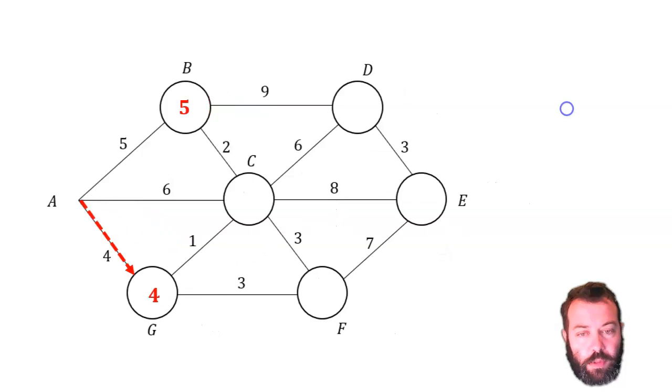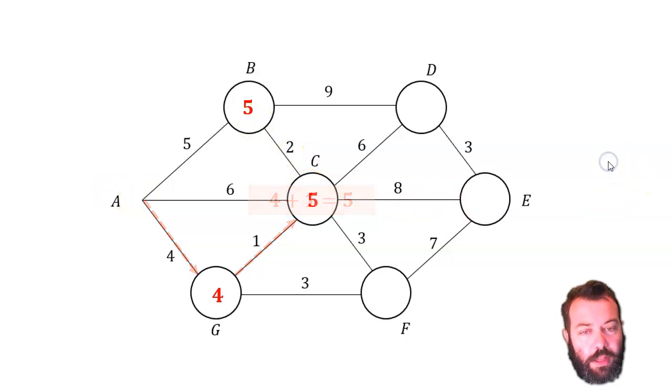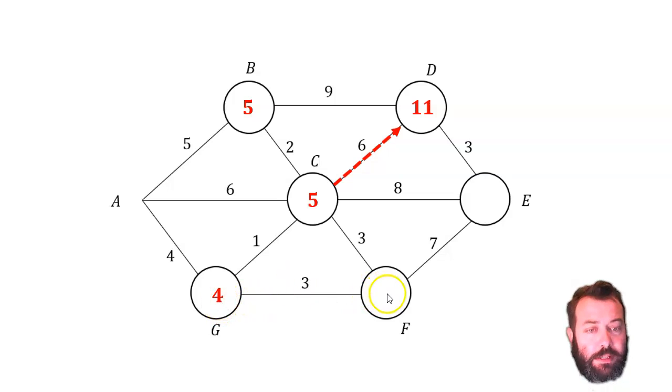Now, to get to C, I could go 4 plus 1, 5, or 5 plus 2, 7. And I think that 4 plus 1, 5 is the best way. Now we need to look at D and F. Now it might be 5 plus 9 is 14, or 5 plus 6 is 11. So we need an 11 there in D. To get to F, 4 plus 3 is 7, 5 plus 3 is 8, so a 7 goes there at F.